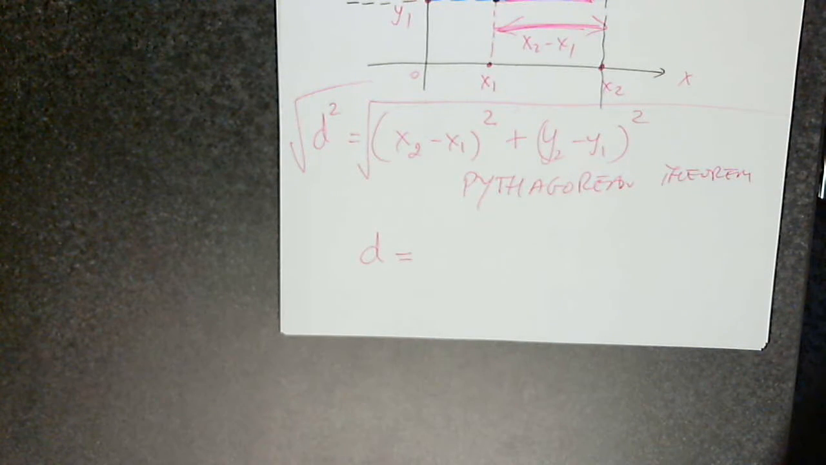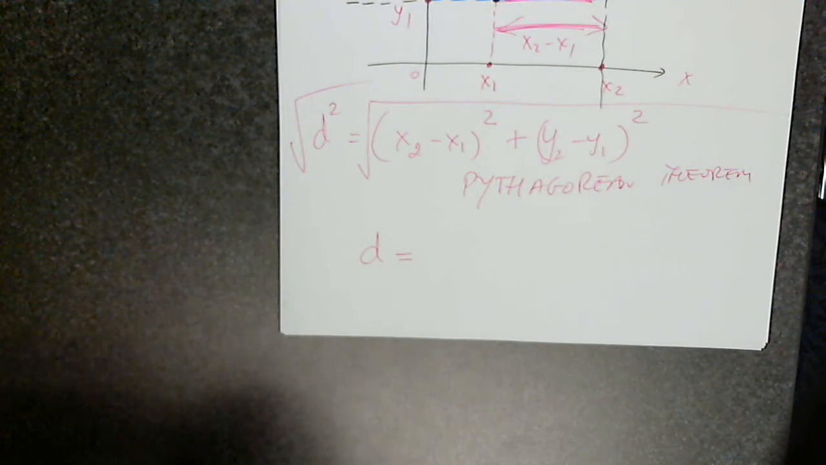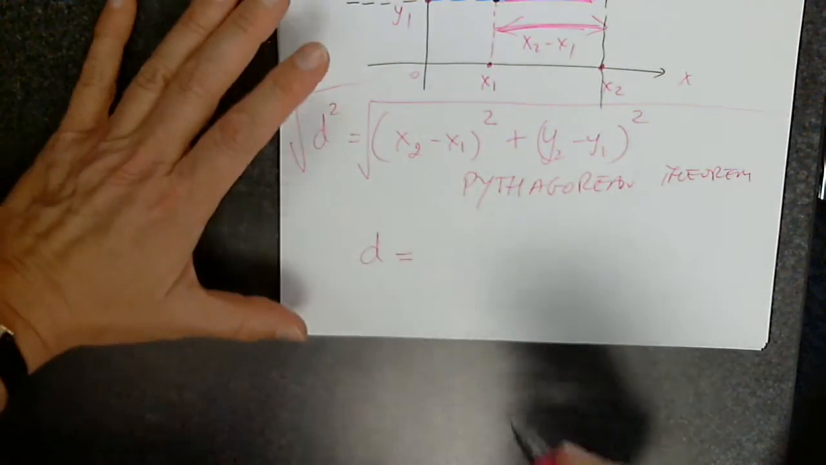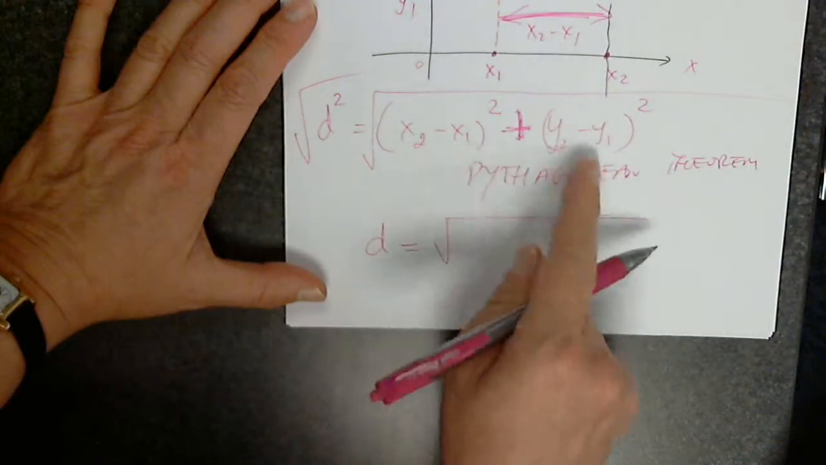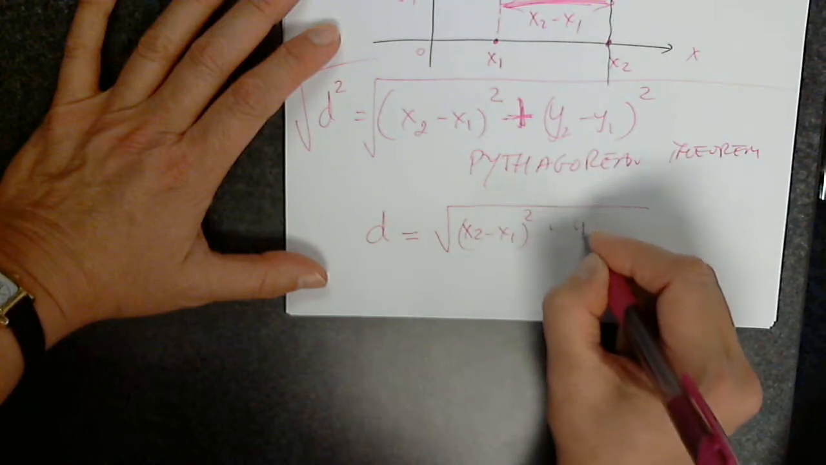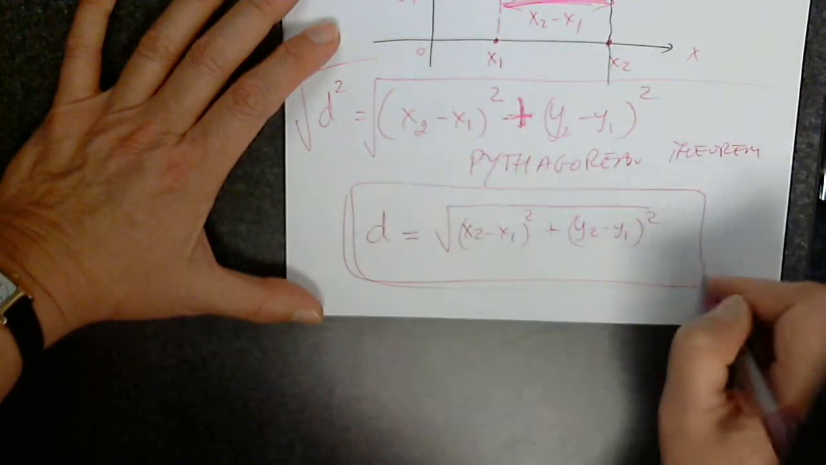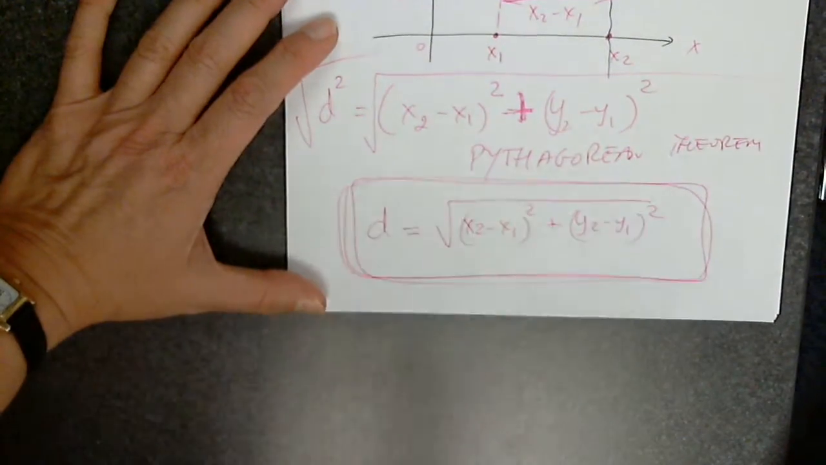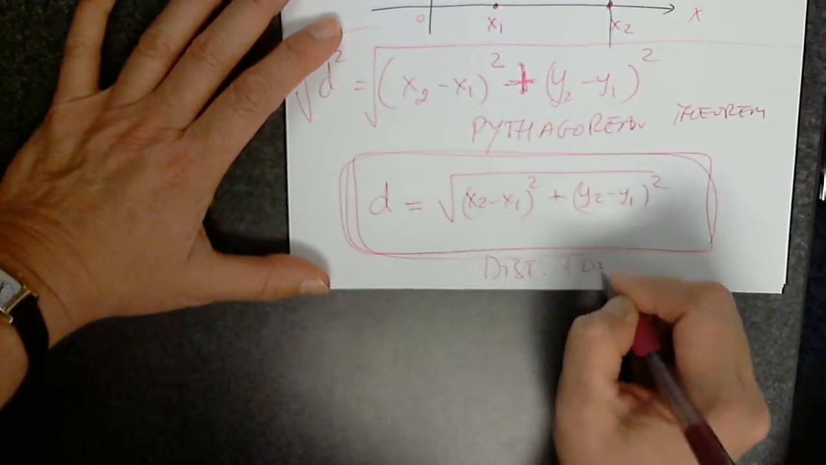And remember the properties or the laws. Can I simplify the right-hand side, which is the square root of this squared plus this squared? Can I simplify it? No. Very good. I'm not allowed to because it's a sum of two quantities. So this is x2 minus x1, everything squared, plus y2 minus y1, everything squared. No one can simplify this any further. And this is what we call the distance formula.